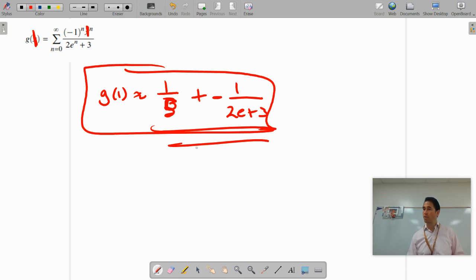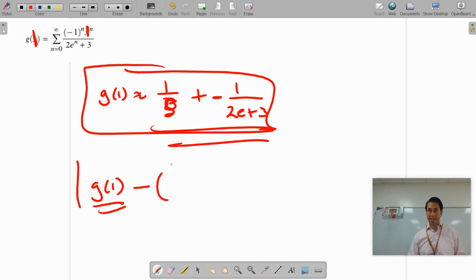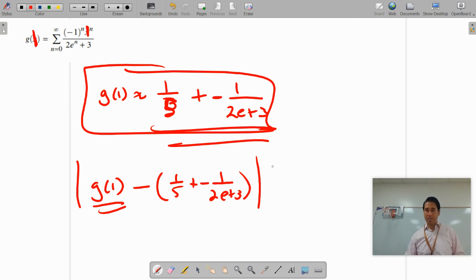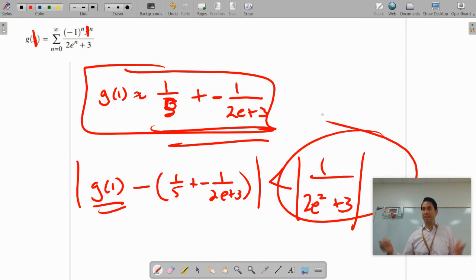And then what do we want to do? We want to find the error. So the error would be the actual answer for g of 1 minus these first 2 terms, and that is going to be less than the absolute value of the next term. The next term would be plugging a 2 in there, which would be positive: 1 over 2e squared plus 3. That's it. That's all you would have to do. Oh my gosh, was that really all it was?